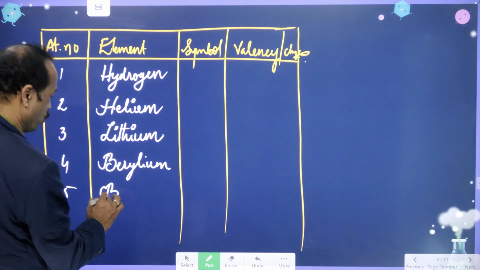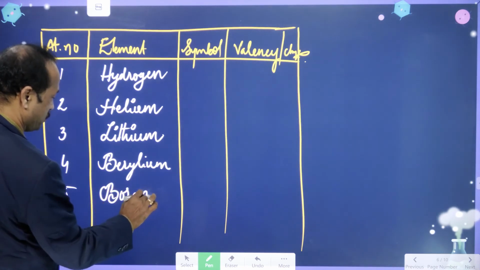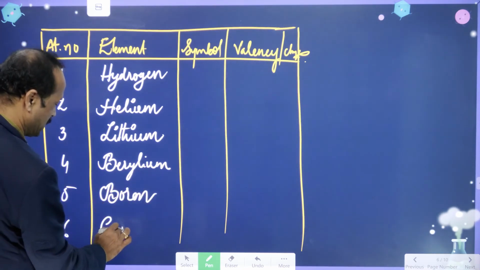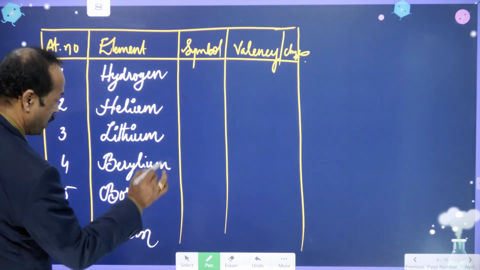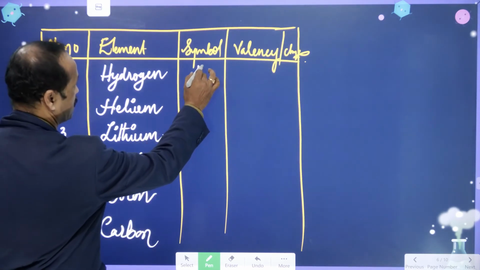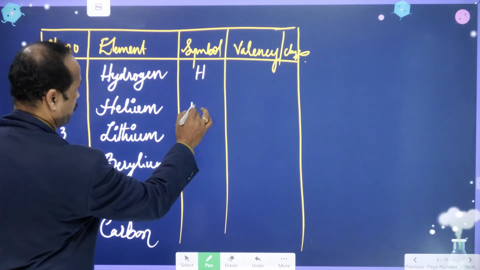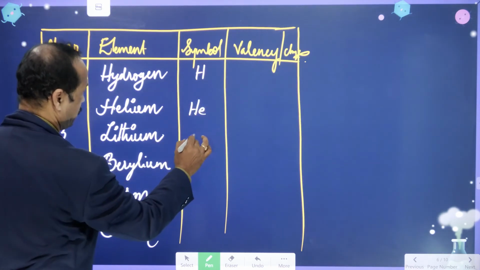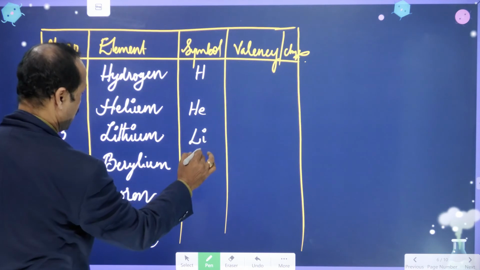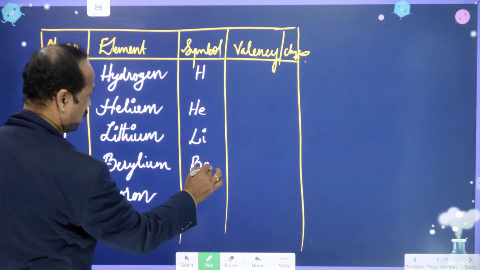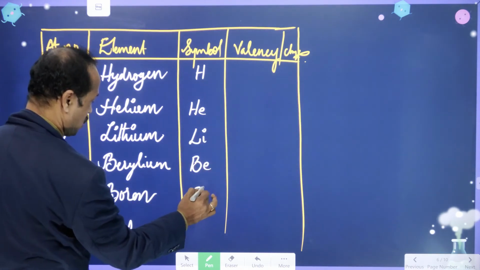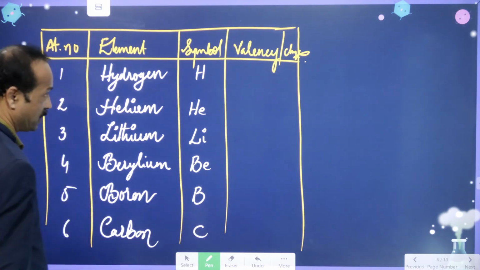Fifth element is boron. And sixth element is carbon. If you see the symbols, the symbol of hydrogen is H, helium is He, lithium is Li, beryllium is Be, boron is B, carbon is C.